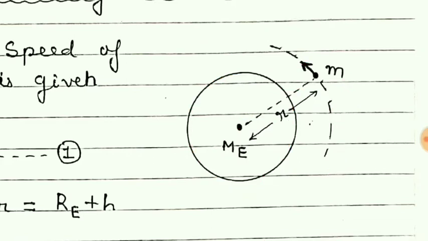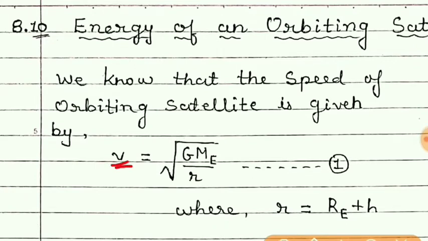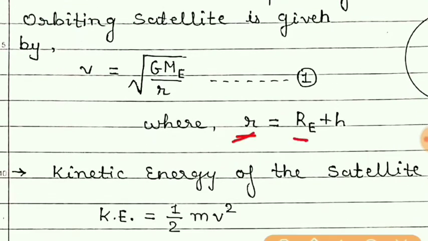Now to find the total energy of the satellite, or simply the energy of the satellite, we will start from the speed of the satellite. Students, we have already obtained this equation of the speed of an orbiting satellite. v is equal to root of GMe upon r, where this r is Re plus h, where Re is the radius of the earth and h is the height of the satellite from the surface of the earth.